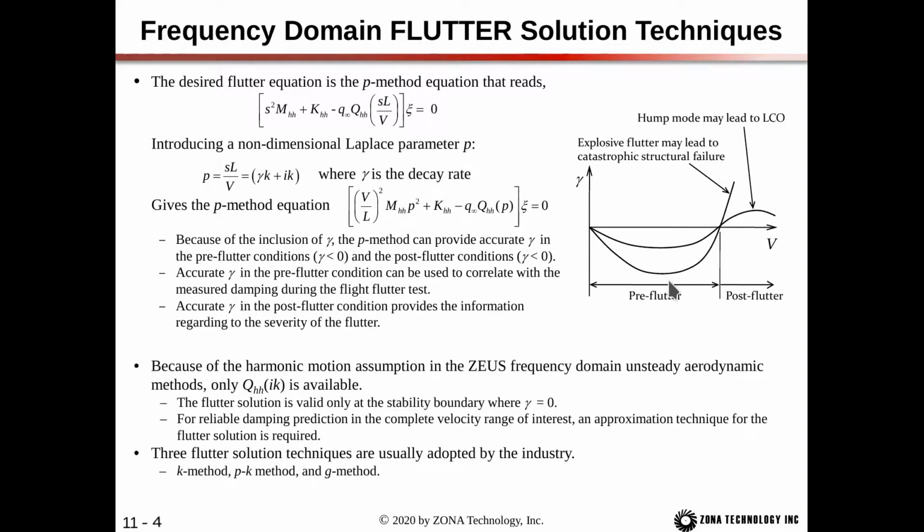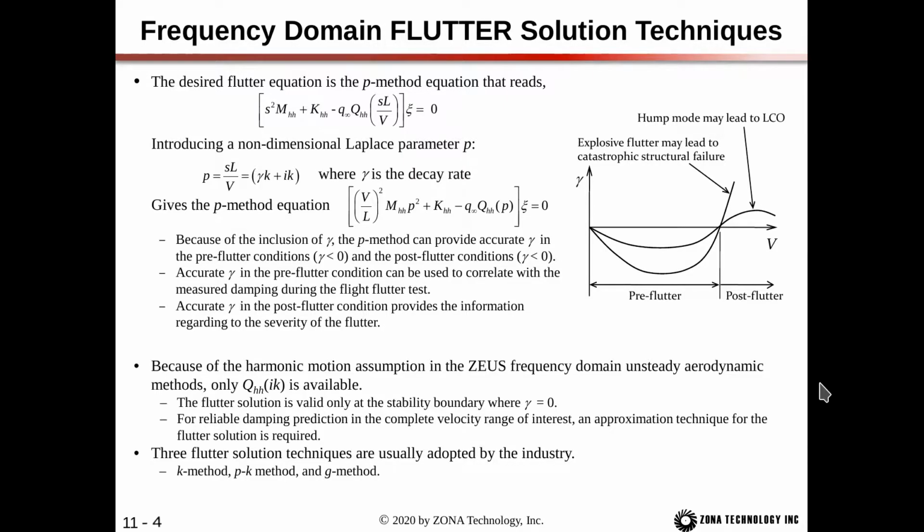As an example here, if we have these two different damping curves, this first curve here is what we call explosive flutter, which may lead to catastrophic structural failure because we can see that gamma is rapidly increasing as V increases. And then the second one here is a hump mode where gamma is increasing slowly above 0 as V increases, and then in fact gamma starts going back towards 0 and may go negative again. So this is a hump mode which could lead to flutter, or due to nonlinear effects, it may just lead to LCO in actual flight.